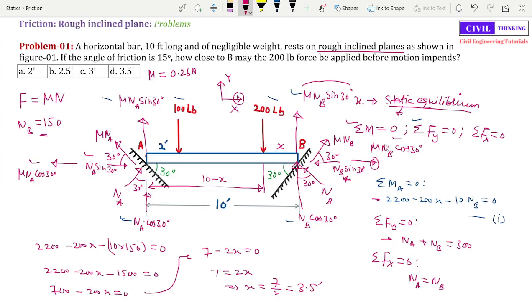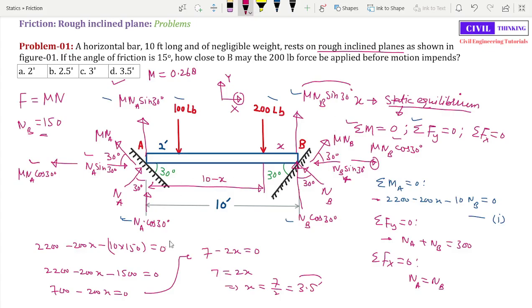So what does it mean? For the static equilibrium, the distance of the 200 pound from point B has to be 3.5 feet. It means if the value of x is slightly greater than or equal to 3.5 feet, the static equilibrium will get disturbed and the motion will impend. So the minimum value for the motion to impend is 3.5 feet. So which option is correct? Option D is correct.